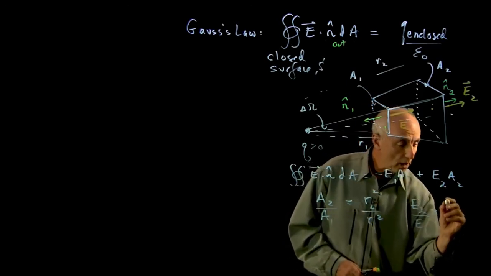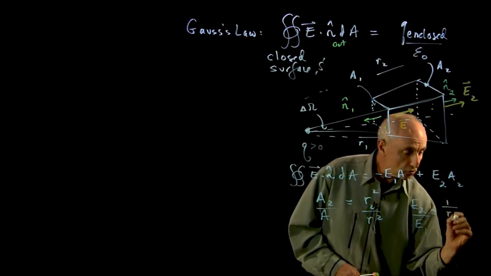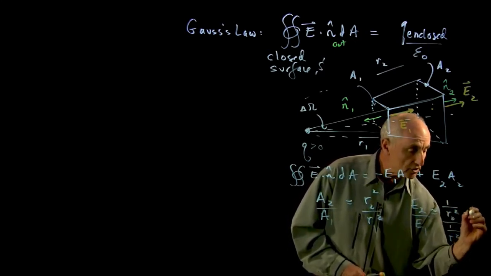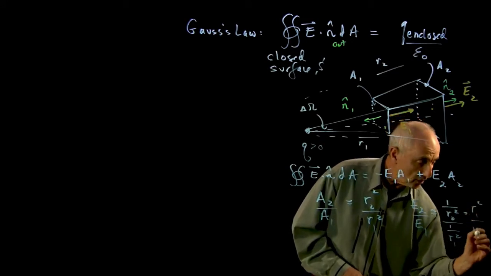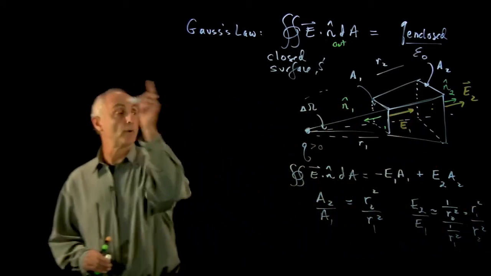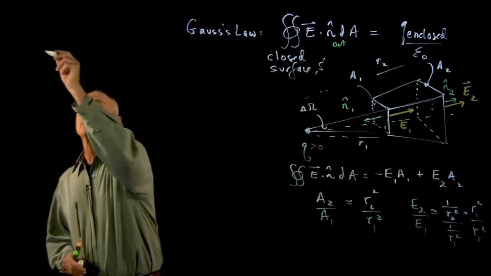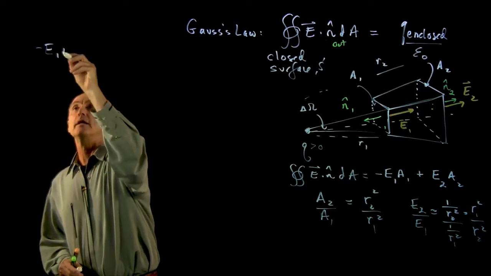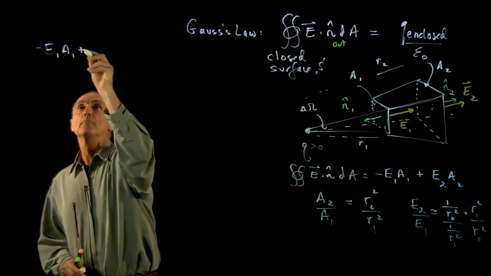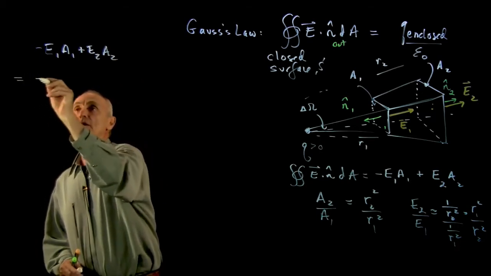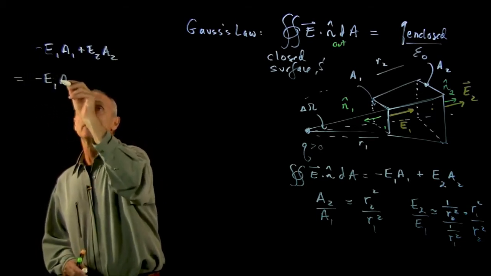So we have 1 over R2 squared, 1 over R1 squared, which is R1 squared over R2 squared. And now what we see when we calculate the flux through the closed surface, let's write that out, we had E1 A1 plus E2 A2. And now let's make our substitutions.